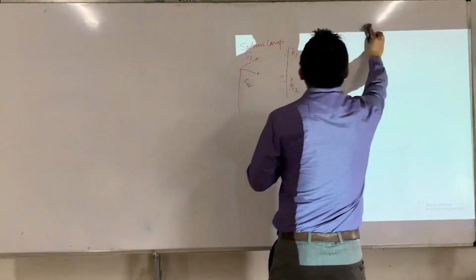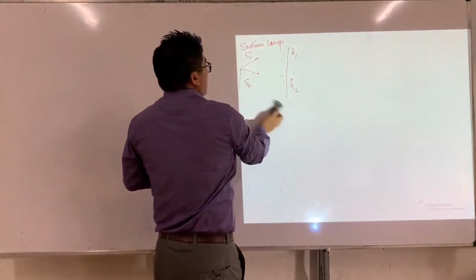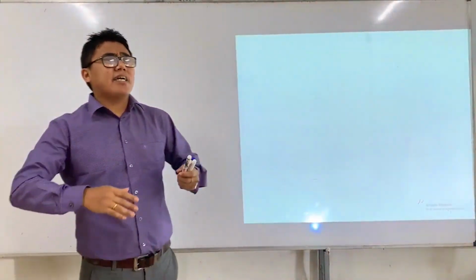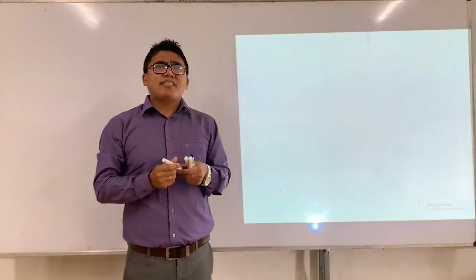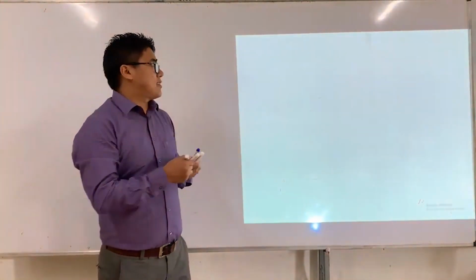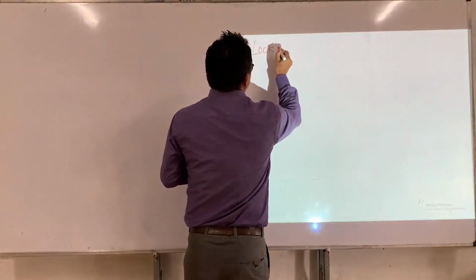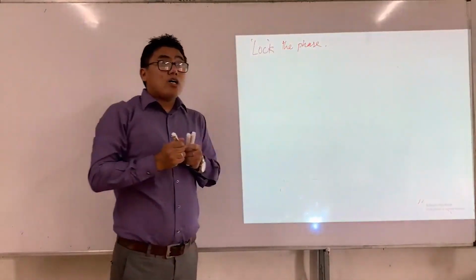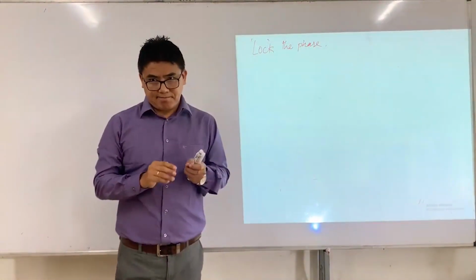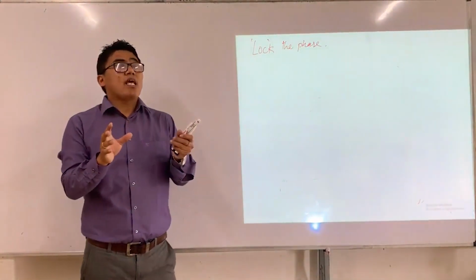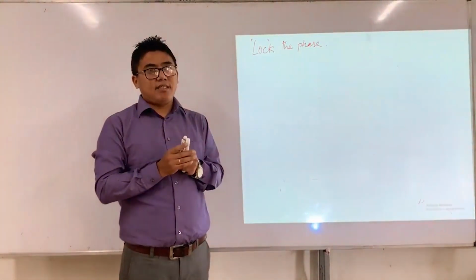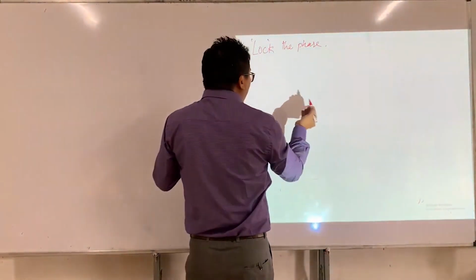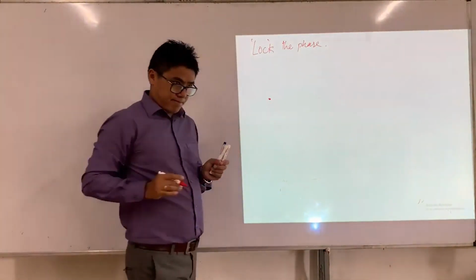This problem was solved by the English physicist Thomas Young, and he used a very ingenious technique to lock the phase. That means to fix the phase. The problem is how to fix the phase, how to lock the phase. And what he did is, he used a single source.